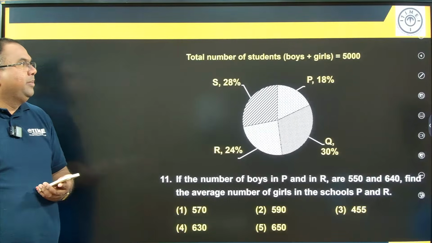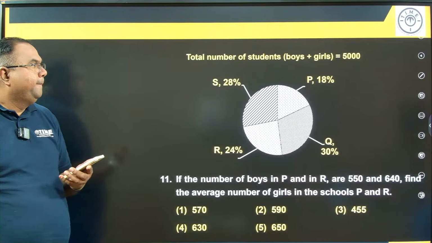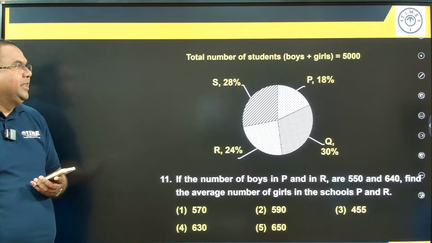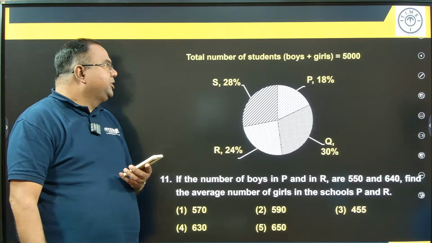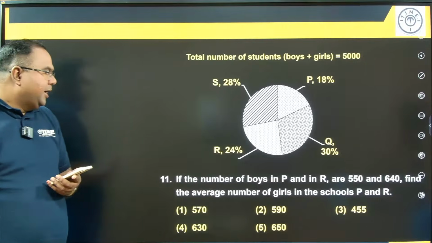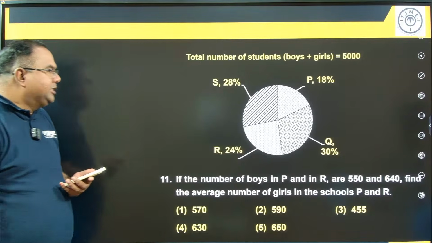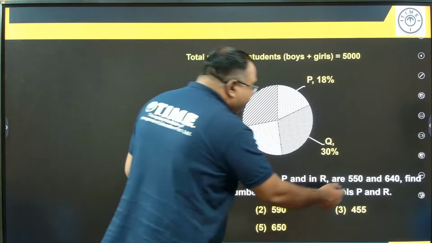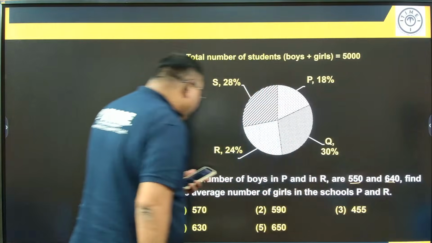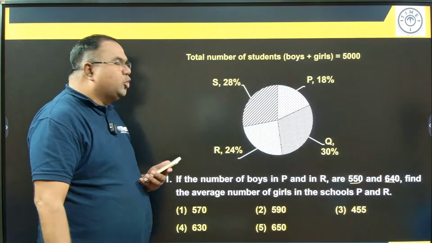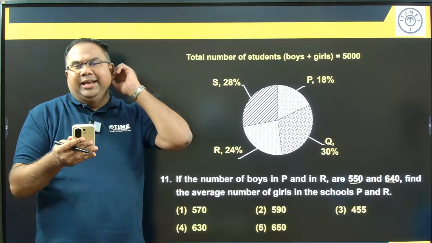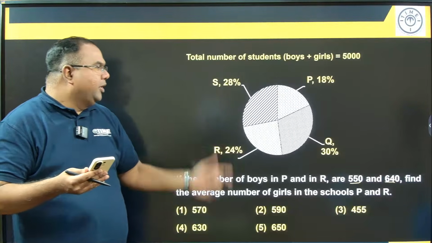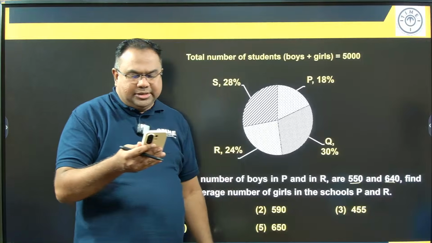We have got the total number of students, boys and girls. Total pie chart value is 5,000. PQRS, the distribution is given. He has given the number of boys in P and R as 550 and 640. Find the average number of girls in the schools P and R. So basically, you need to find the girls in P and R, then find the average of those girls.